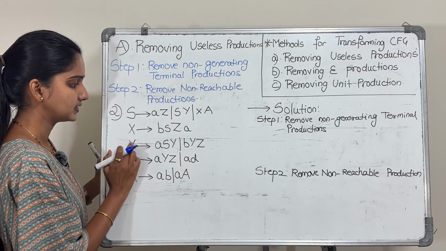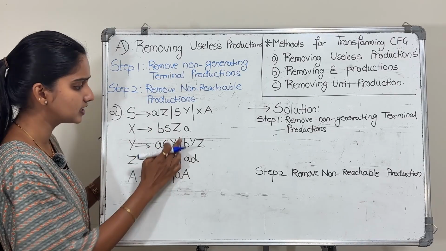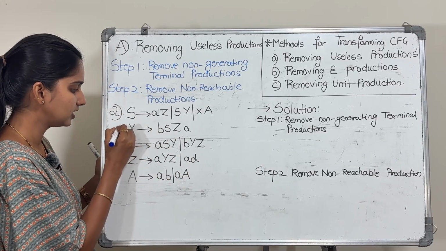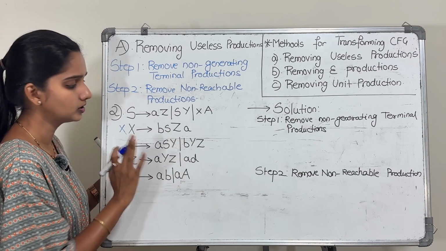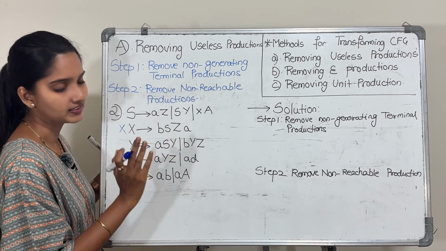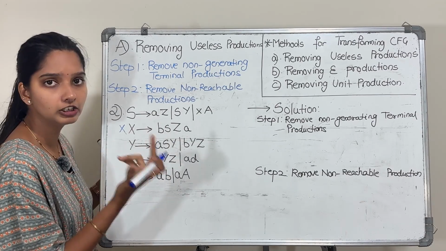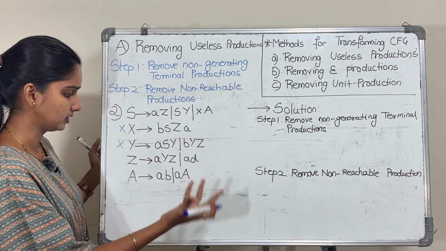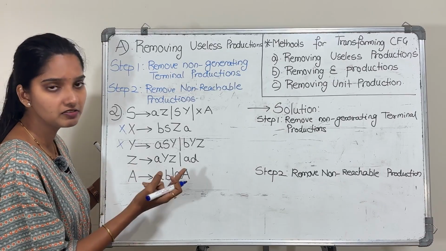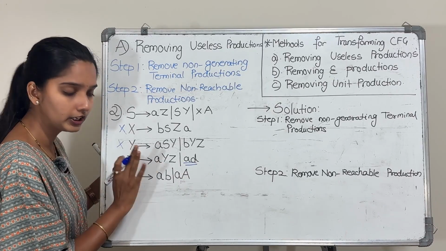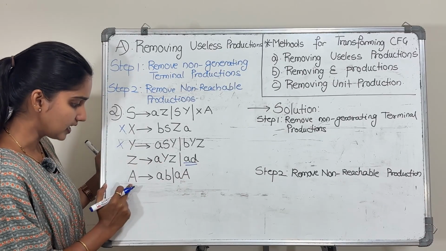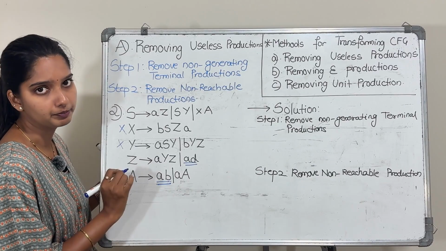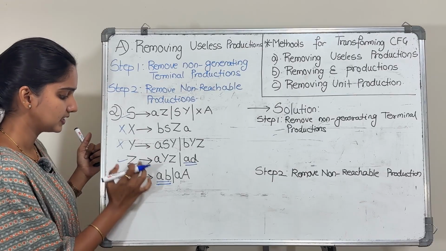Next, coming to X, is X giving me a terminal? It is giving me, but along with that a capital letter is also there, so it is not generating a single terminal. So I'm going to remove X. Similarly, is Y giving me a terminal? It is not; it is giving me a combination of terminals as well as non-terminals. Next, is Z giving me a terminal? It is giving me, right? So I'm going to keep the productions of Z. And next is A. Is A giving me a terminal? It is giving me A and B, so I'm going to keep it. I'm going to keep the productions of S, Z and A.